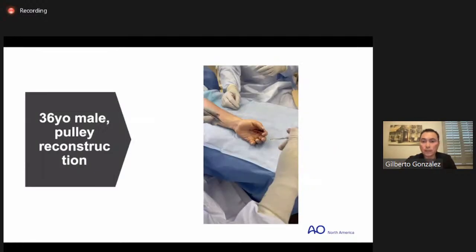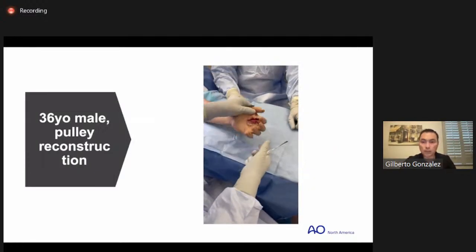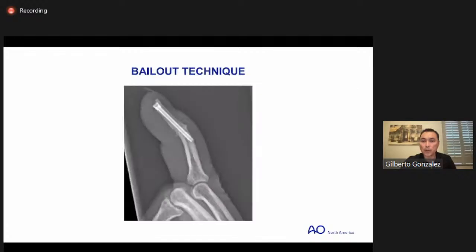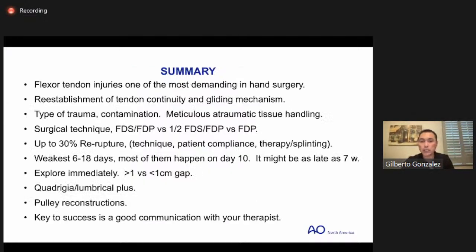I'm going to go a little bit faster because we're running out of time, but here I'm leaving you a couple of papers that I consider very important as review papers on flexor tendon injuries and bailout techniques. Sometimes your patient is not a candidate for a tendon reconstruction, and especially on the ulnar digits, you might choose to do a DIP fusion in order to get a good grip of the hand.